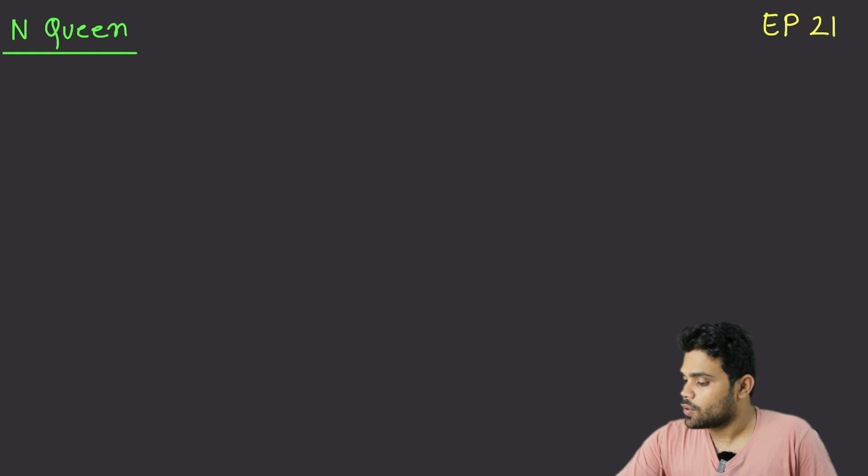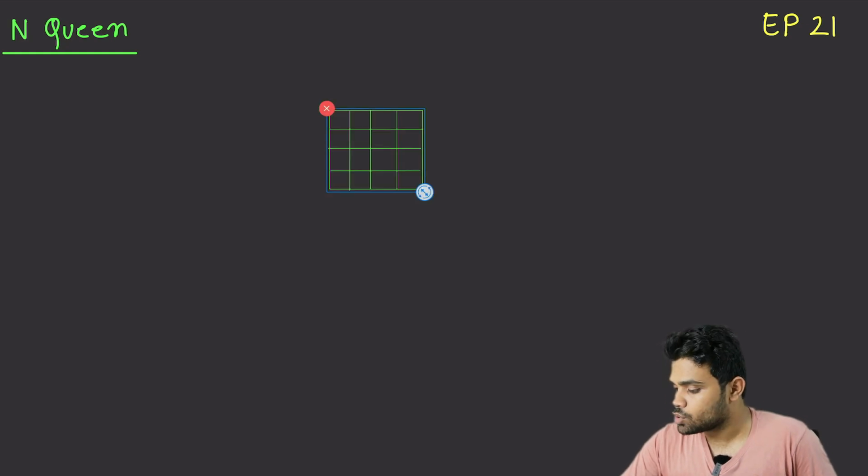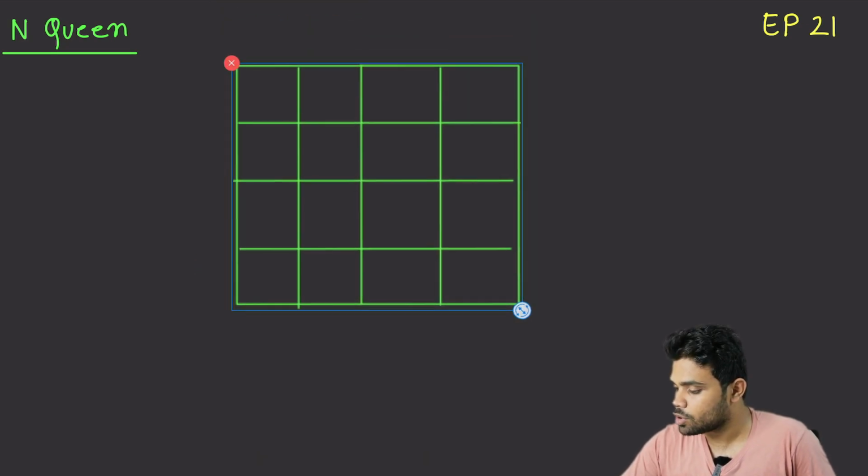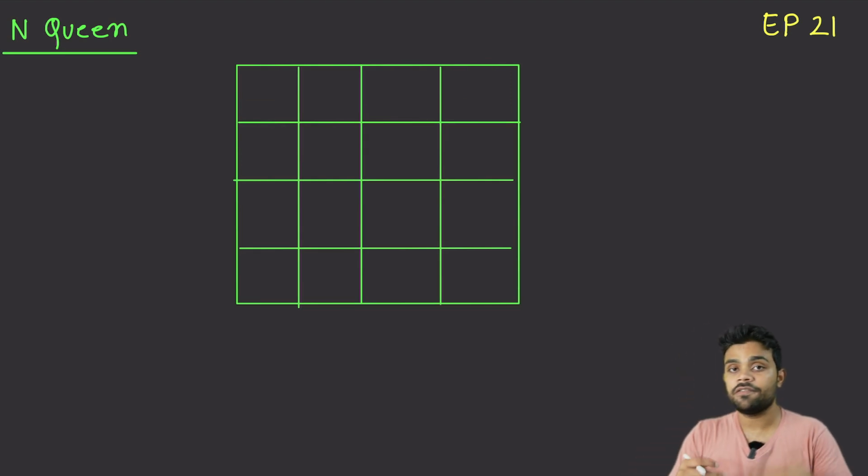First of all, what are we going to do? How are we going to solve it? So this is the chessboard. We will be solving it in such a way that we will be filling each row. We will start from the first row. We will keep filling the rows one by one.